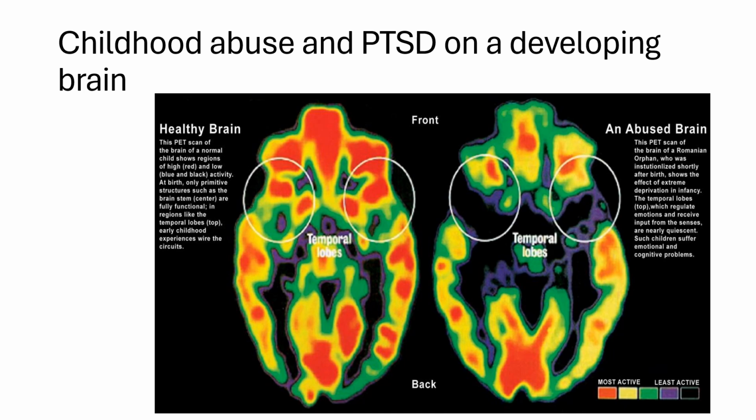And typically in a normal brain, or in all brains at birth, only the primitive structures such as the brainstem are fully functional, and then regions like the temporal lobes will develop in early childhood as experiences wire those circuits. So it makes sense that somebody who experiences abuse and lack of love and attention and things like that would have underdeveloped or underperfused areas of the brain.